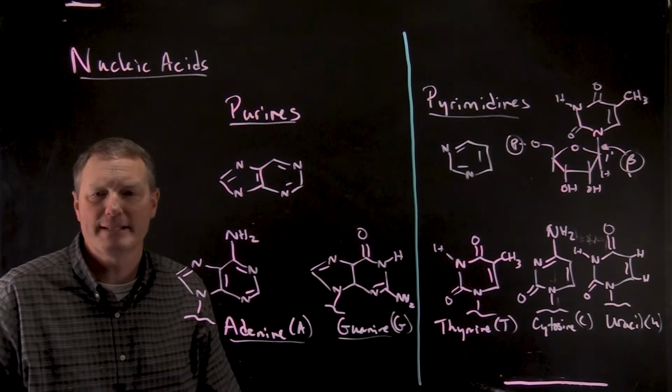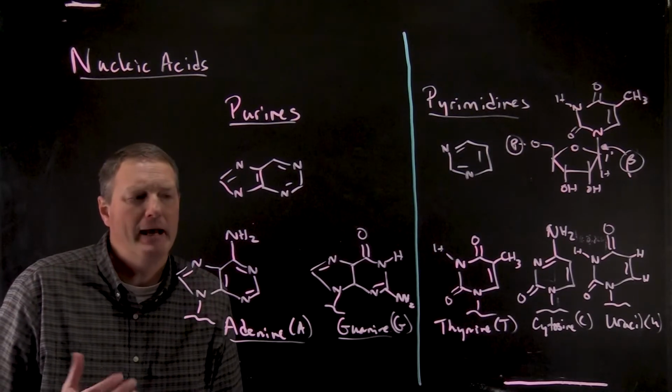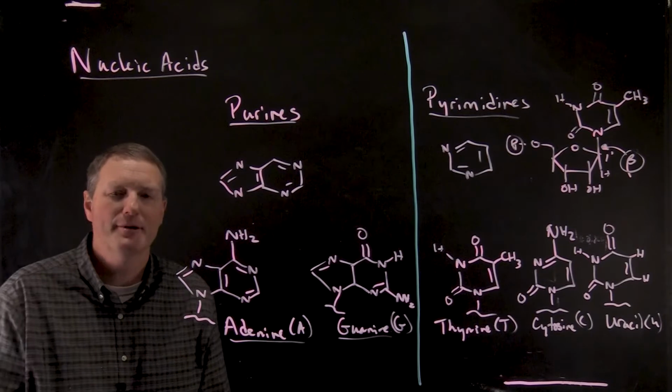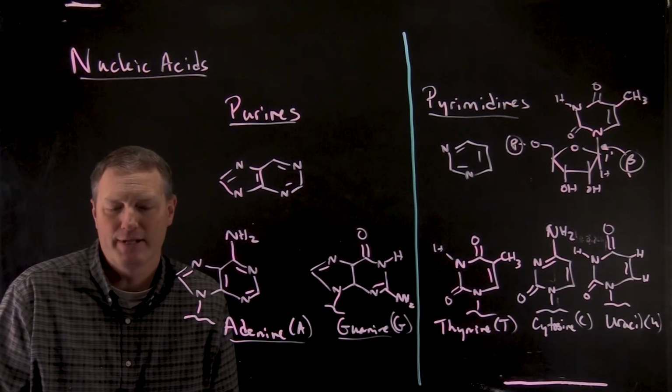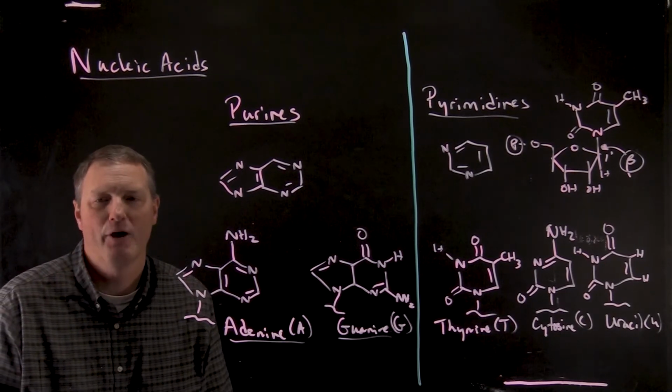All right, so that sort of takes care of the basic building blocks of RNA and DNA. In other videos, we're going to talk a little bit more about how these form long polymers, and then ultimately how these lead to the ability to transmit genetic information. But this, again, just covers the basic building blocks. I hope that helps.